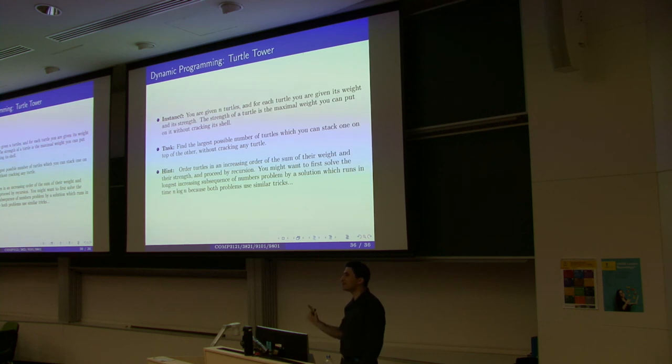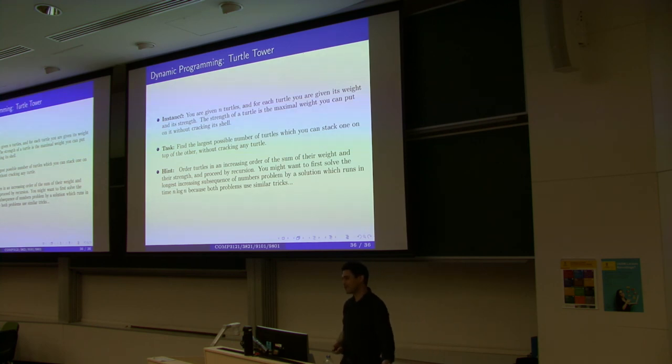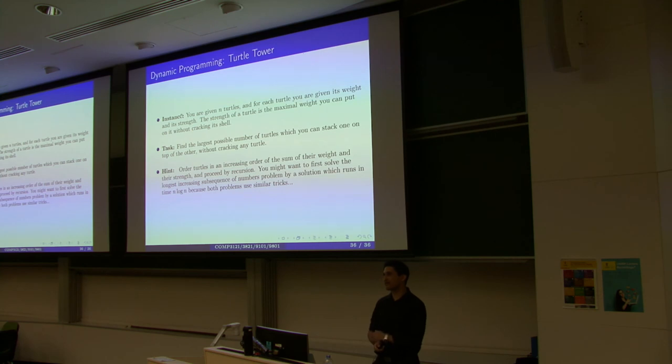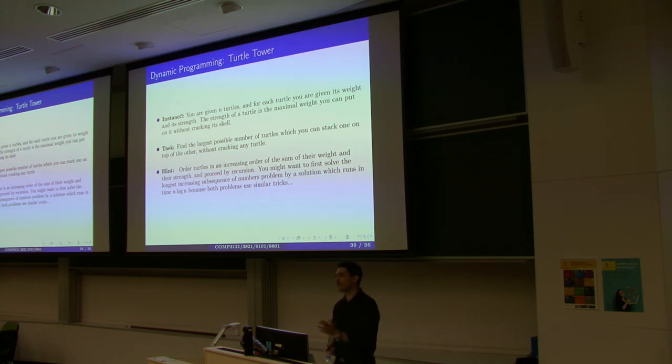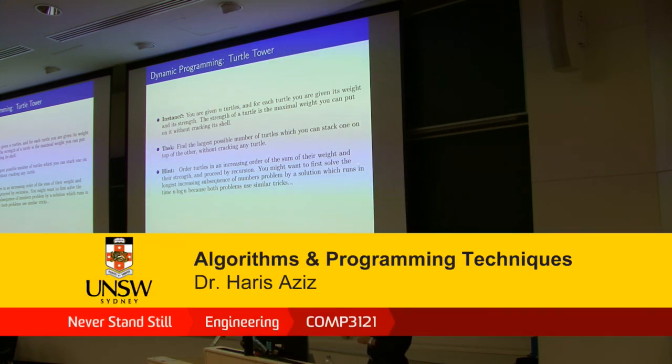But it'll be a good test for your understanding if you try to have a go at it and see how far you go. If you get stuck, try to see what are the issues which are preventing you from solving this problem. But try to keep in mind that, again, you want to solve problems in some dynamic manner. And this particular hint is quite helpful, that you want to order turtles in increasing order of the sums of their weights as well as their strengths.